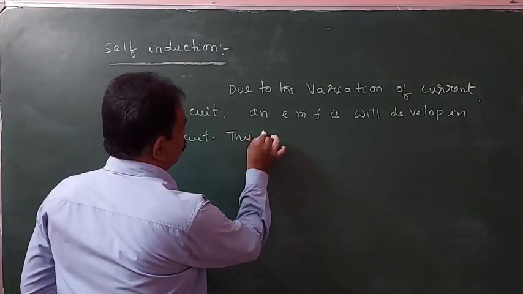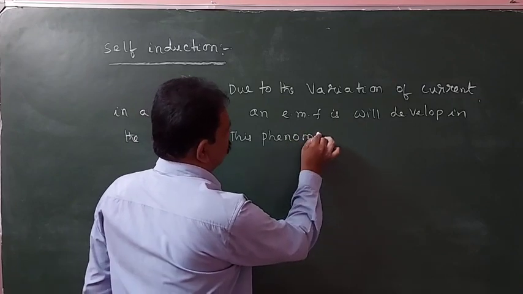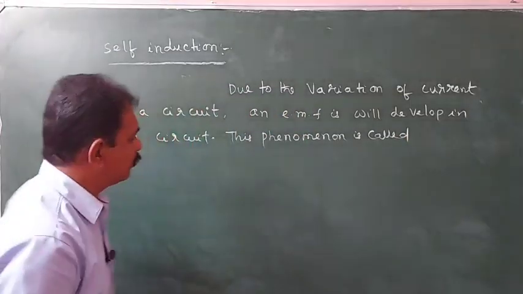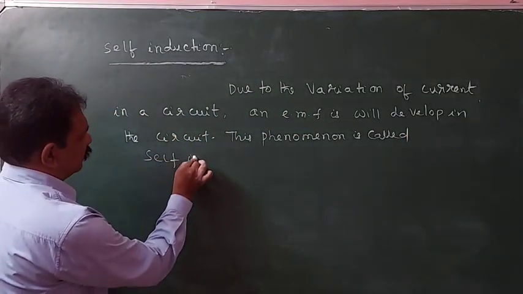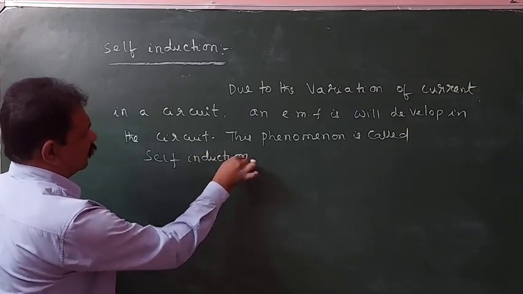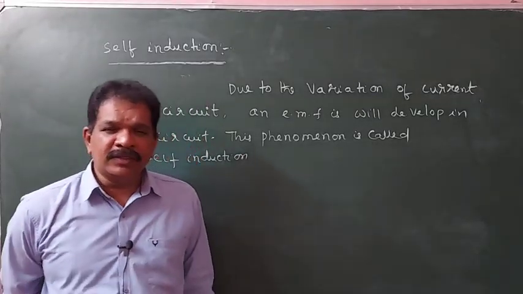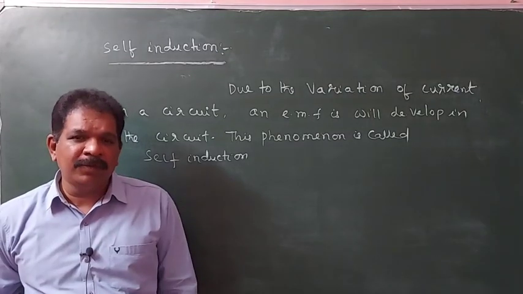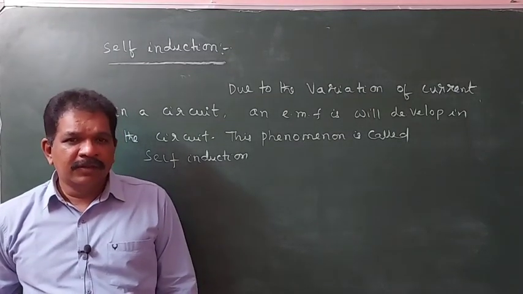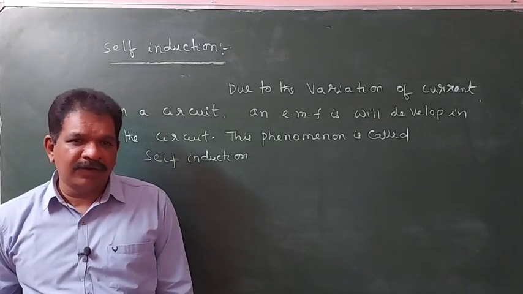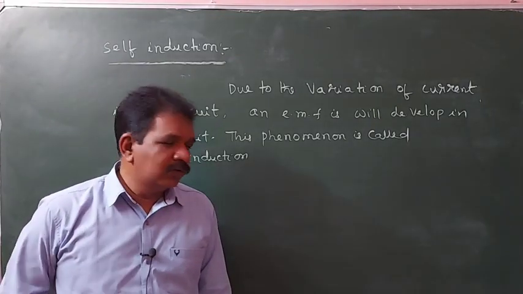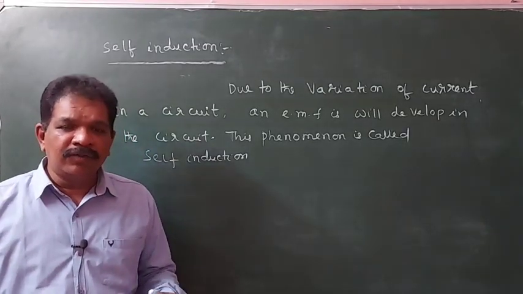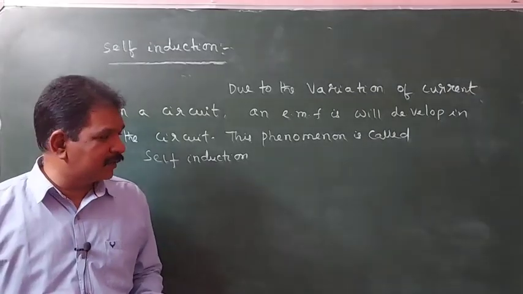This phenomenon is called self-induction. Means current flowing through a circuit is varying. Then some back EMF will be created in that circuit. That is called self-induction. Understanding? So what is the formula for this self-inductance? And how will we define the self-inductance, let us see.